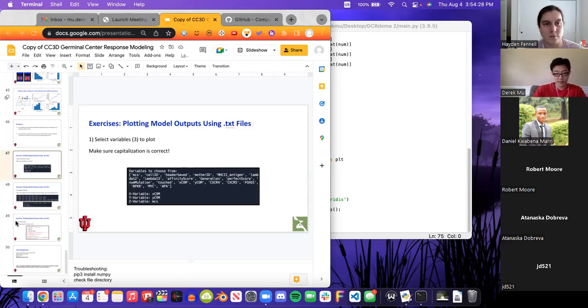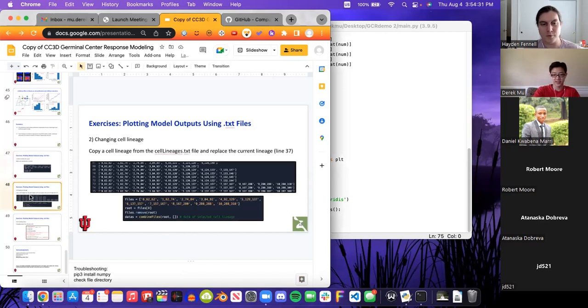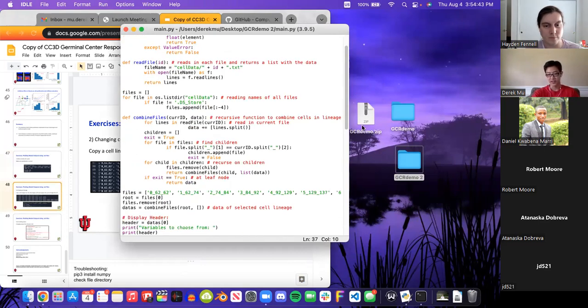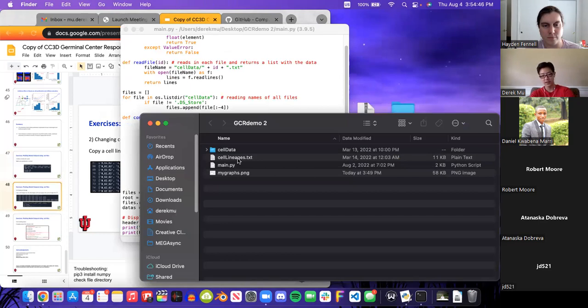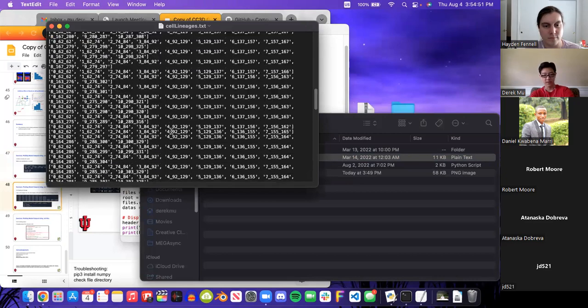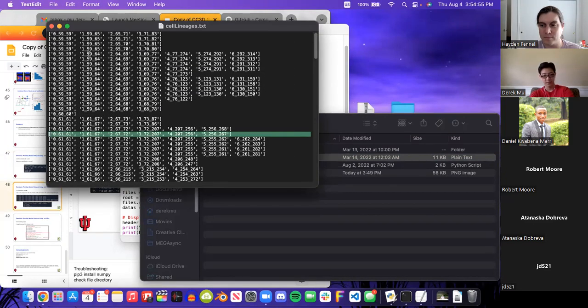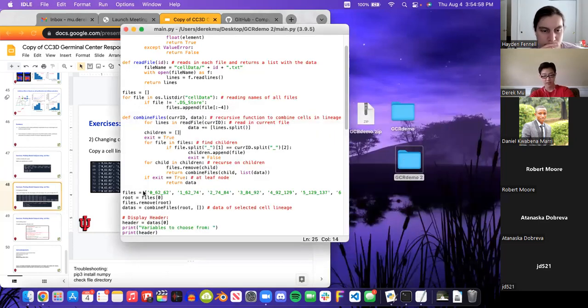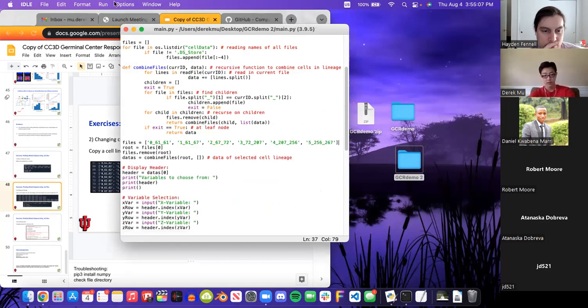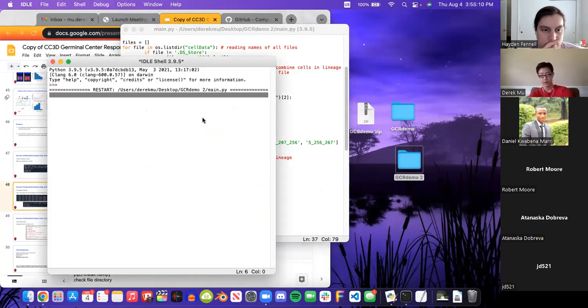I did have two other exercises, but I guess I'll just go over them quickly since I'm not sure if everyone's able to run them on their computers. So the second one is just changing the cell lineage. We have one lineage here, and I can select any other lineage that I have generated in this text file. I'll just copy this one, for example. Then I can replace this lineage with my new lineage, and if I run it now, it should generate a different graph.